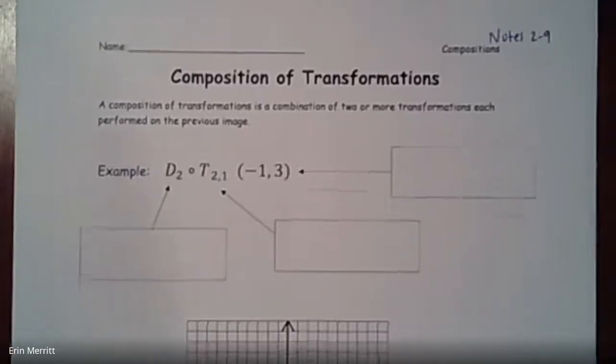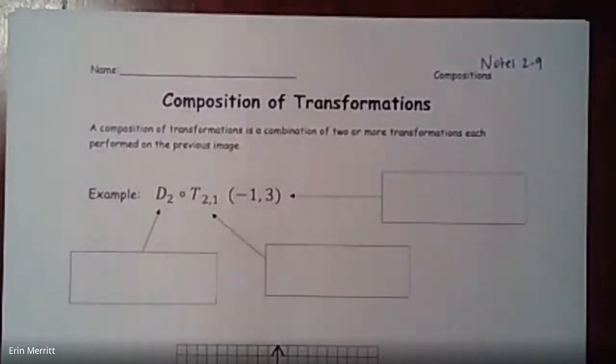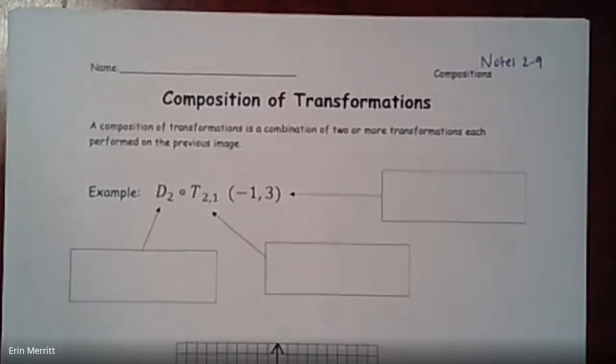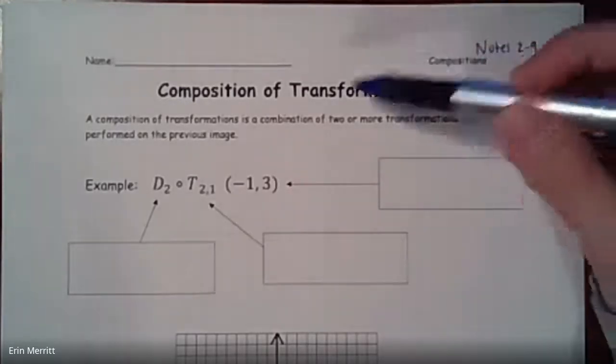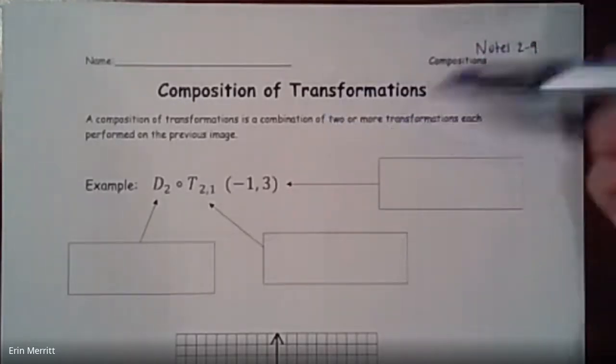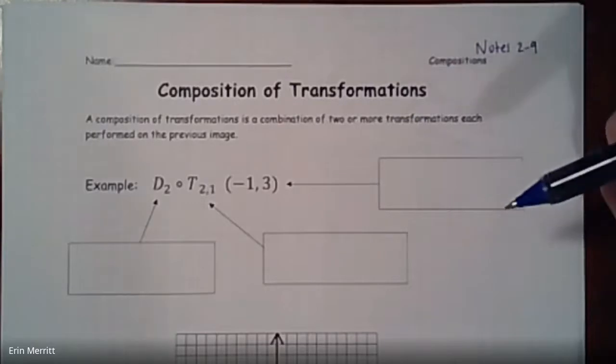Hello, my geometry students. We are up to day 2-9, so unit 2, day 9, which is composition of transformations. So the cool thing about today is you really get a chance to just practice all the different transformations that we've learned up to this point. The one part of it that's new is that we're going to be putting a combination technically of two or more together, but we typically just stick to just two.